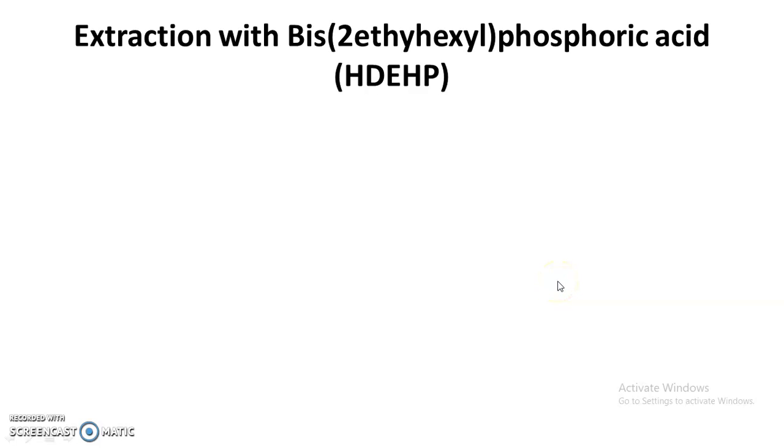In an earlier video, we discussed the extraction of lanthanide ions by using tributyl phosphate as a solvent. In this video, we are going to discuss the extraction of lanthanide ions by using bis 2-ethyl hexyl phosphoric acid, and at the end of the video we discuss the applications of lanthanides.